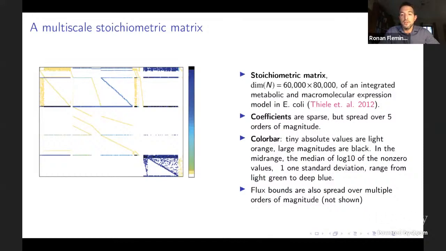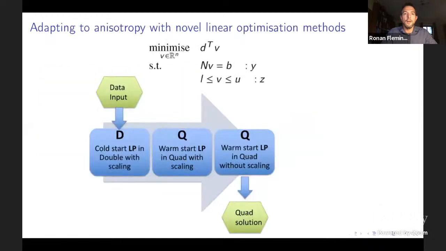Not shown here, but just to say, the bounds, the lower bound L and the upper bound on the variables, are also spread over multiple orders of magnitude. So it's not a trivial problem to bring these feasible sets into isotropic position. Even in linear optimization, these problems can kill the existing industrial optimization solvers, for example Gurobi, CPLEX, etc. They will either report that the problem is infeasible, or solve it, and then after rescaling the problem, the solution will not satisfy the original equation.